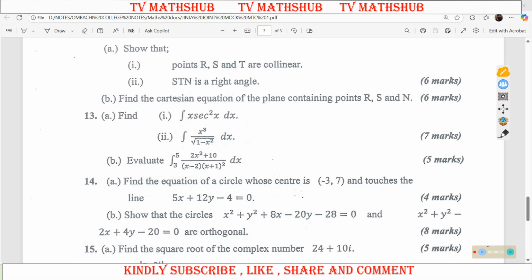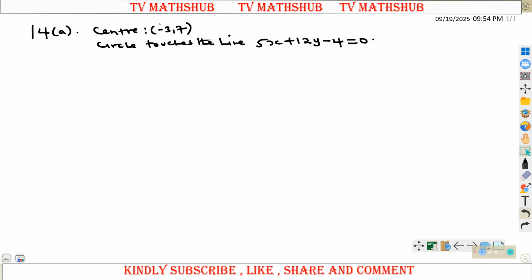So let us look at question 14, part A. It says, find the equation of a circle whose center is (-3, 7) and touches the line 5x + 12y - 4 = 0. So without wasting time, let us look at the solution. We are given the center (-3, 7), and we are told that the circle touches the line 5x + 12y - 4 = 0.